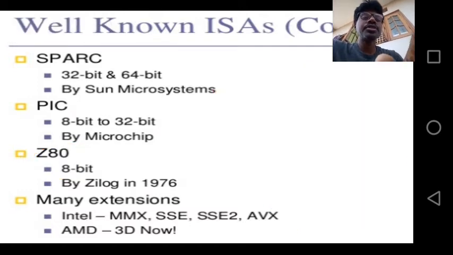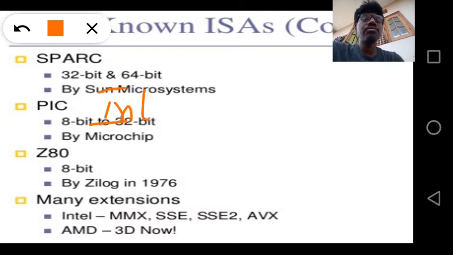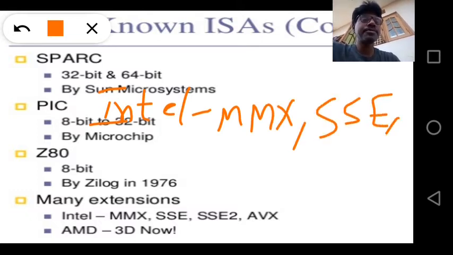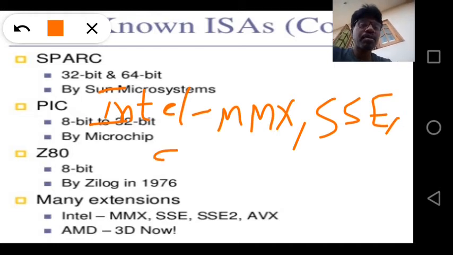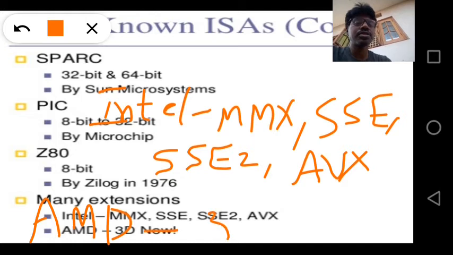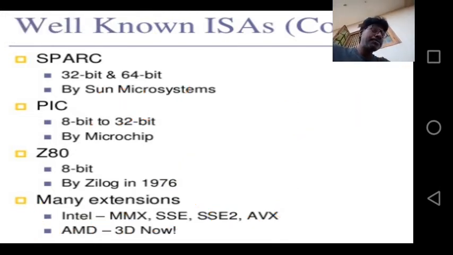So there are many other extensions for these processors. For example, if you take Intel processor, the extensions are like MMX, SSE, SSE2 and AVX. These are some of the extensions. And the extension for AMD processor is 3D. So these are some of the examples of architectures.